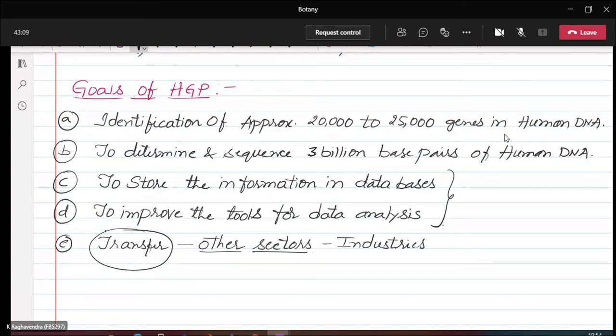Next, to solve ethical, legal and social issues. This is one of the important goals. This is called ELSI. What is this ELSI? In the Human Genome Project, the question is: which human genome did they collect? Did they collect a scientist's genome, or any other person's genome? Whose human genome is collected?